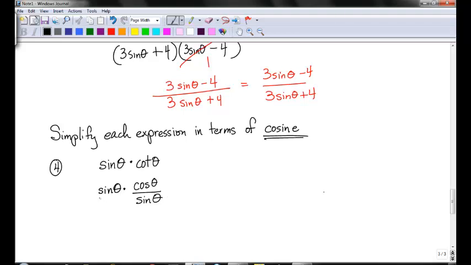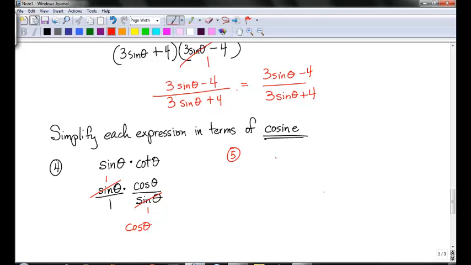Okay, now this is like over 1. Right, and you're multiplying. Now you can do the slash, divide it out, reduce it. Sine divided by sine, it reduces to 1. So what's left? Cosine. And you're done. That's the only trig function left in your answer. Okay? Any questions on that one? Okay, let's try another one.